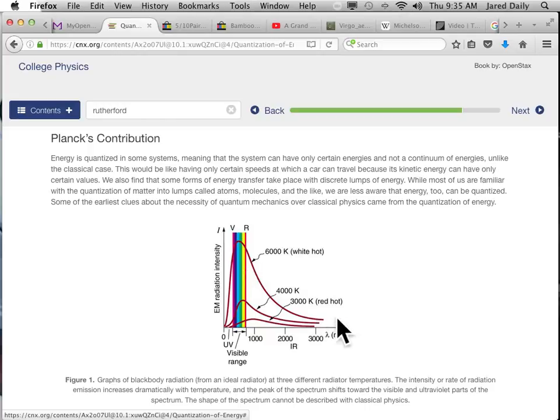If you're a star that's not glowing, not super hot, or a planet that's not super hot, you're giving off microwaves and radio waves over here. But as you get closer and closer to these really hot things, the curve just starts to climb upward and doesn't shift over here very much. This is called the ultraviolet catastrophe.